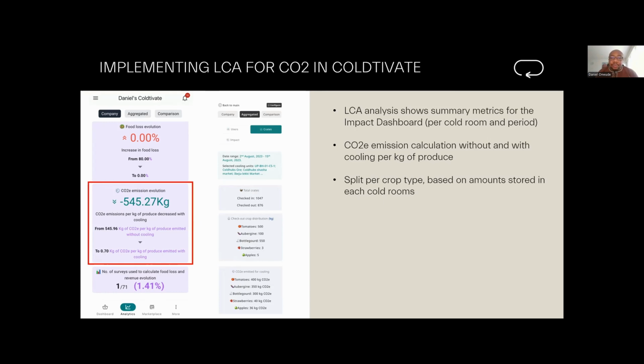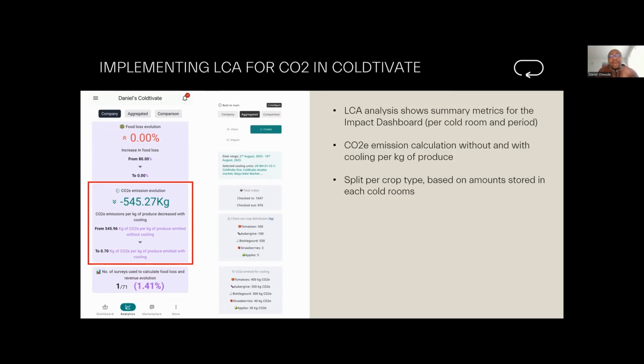So please feel free to also refer to the onboarding kit for how this is being presented in the Cultivate app. Anyways, finally, the system then calculates the specific CO2 emissions by crop type, which provides users with granular insights into how each commodity contributes to the overall footprint, right? So this is very, very unique because we can also see the contribution of each commodity being stored in the cold room.